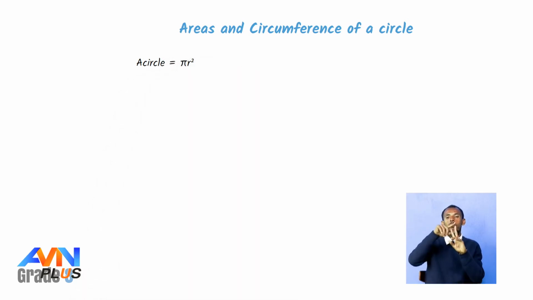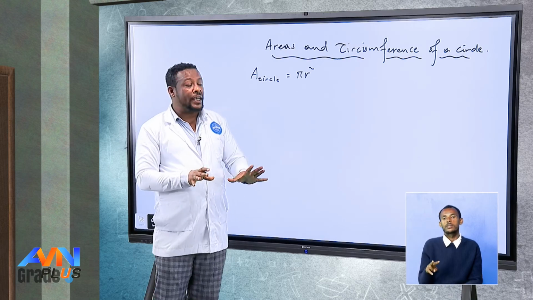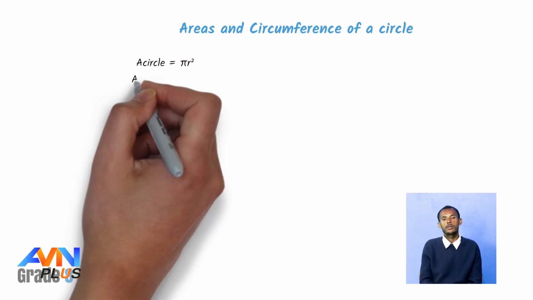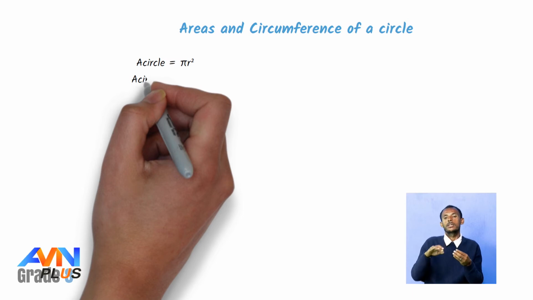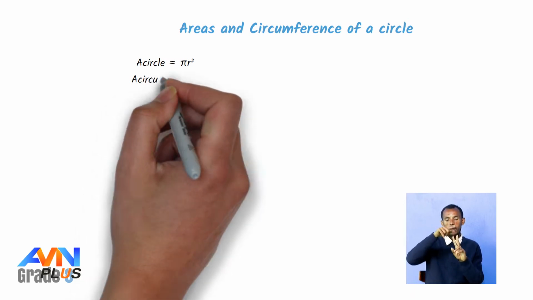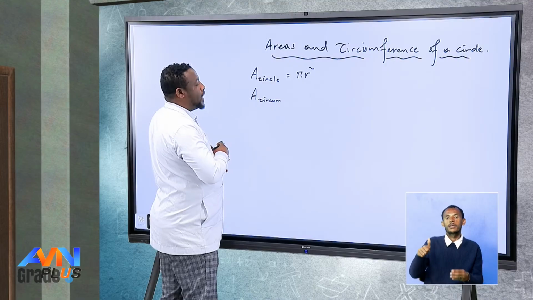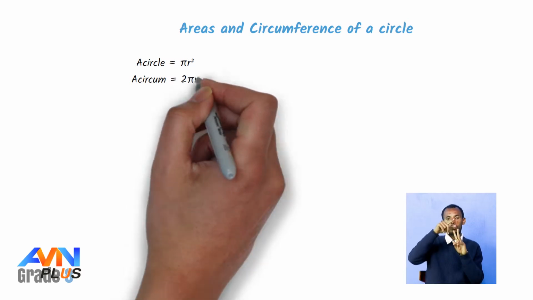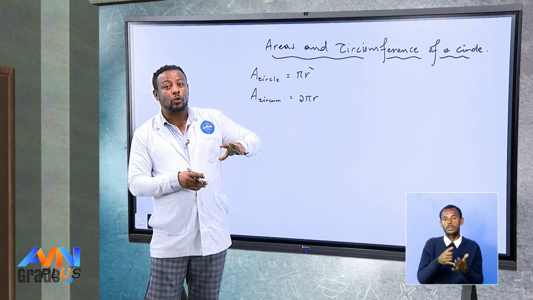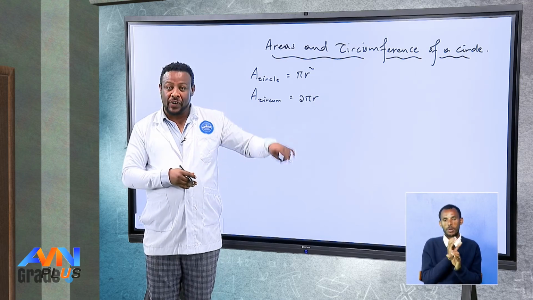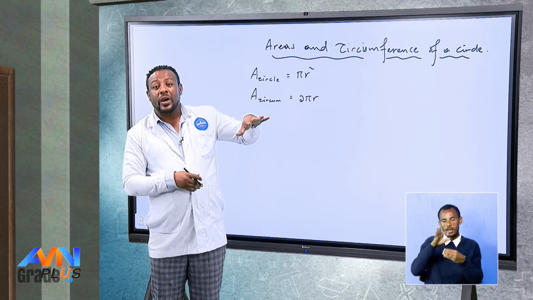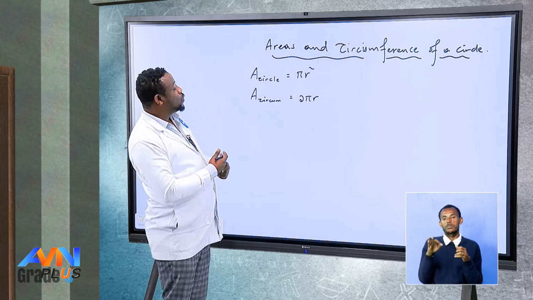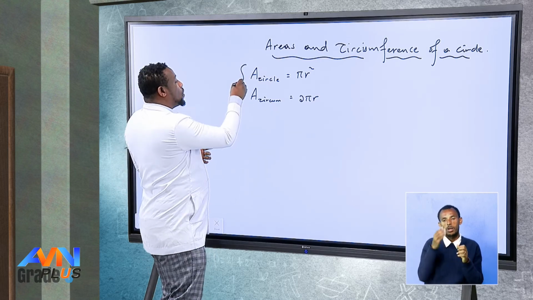So the area of a circle is dependent on its radius, and it's given by pi r square. Okay, the area of a circle is pi r square, and the circumference of a circle is 2 pi r. Okay, a circum means circumference of a circle. So the circumference of a circle is 2 pi r. Okay, 2 pi r is the formula that we use to calculate the circumference of a circle, and pi r square is the formula that we use to calculate the area of a circle. So knowing these two is very important.